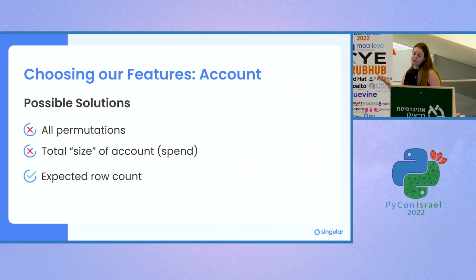So then we realized what we really need is the expected row count. But since we're pulling data from third-party sources, we can't know how much ahead of time we're going to pull. So what we do is we can check historically in our databases how much we've pulled in the past for this account and use that as the feature.